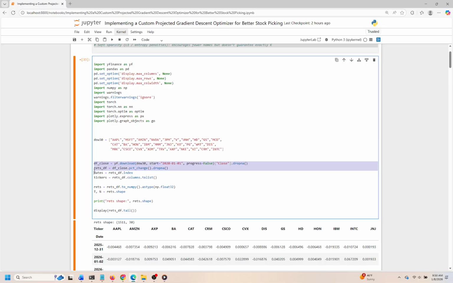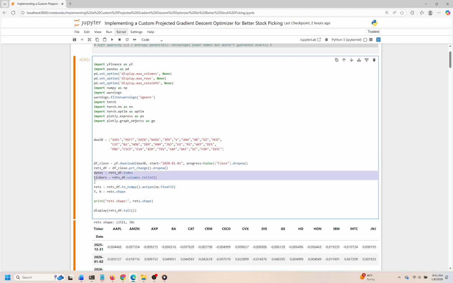To gain insights into the stock returns, we calculate the daily percentage change using the pct_change method. This transformation of price data into percentage returns allows us to observe the relative changes in stock values over time. After dropping any missing values from this new dataset, we store the index of dates and the names of our stock tickers for easy reference later.